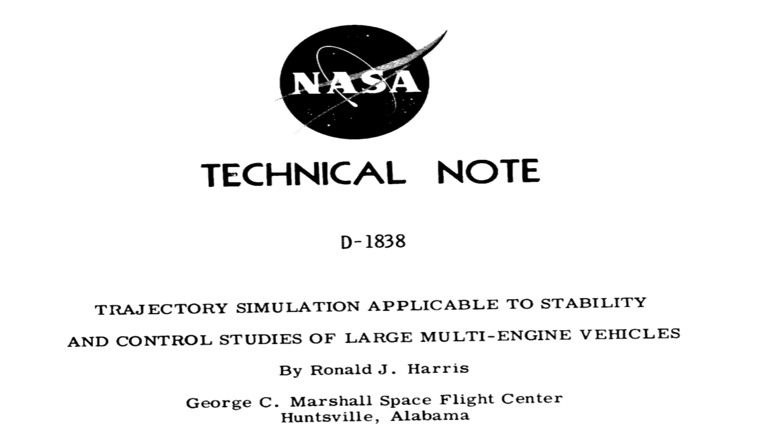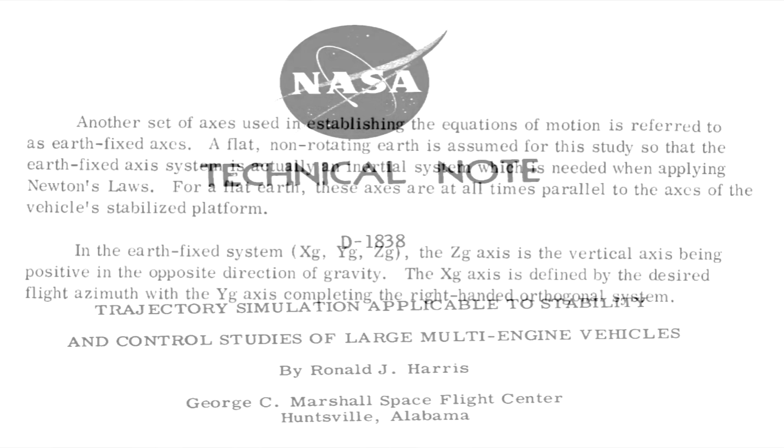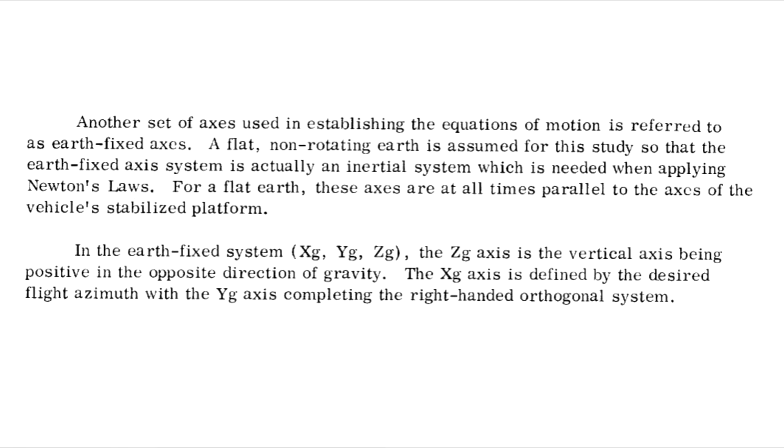2. A NASA technical paper published in 1963 called Trajectory Simulation Applicable to Stability and Control Studies of Large Multi-Engine Vehicles described doing computational modeling and analysis of how heavy multi-engine platforms, such as aircraft or large boosters, behave along their flight paths. The report admits on page 6 that a flat, non-rotating Earth is assumed for this study.